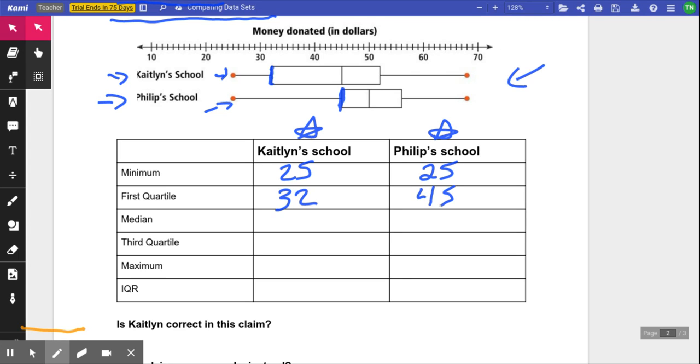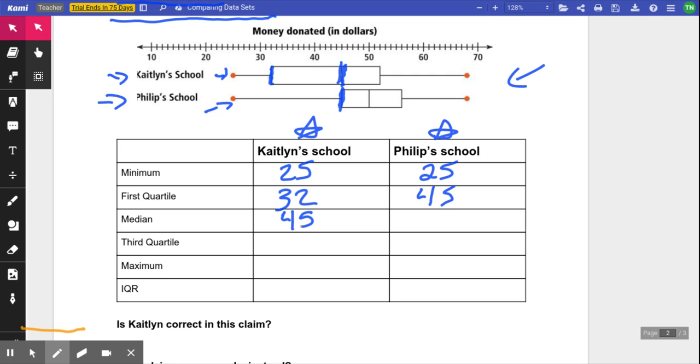Okay, we can't make any claims yet. We need to look at all of this five-number summary, all of this data. So we're going to keep going. The median is this one that we have right here, and it looks like that's the same as the one below. So Caitlin's median at school is 45. If you line the students up from least to greatest, the very middle student raised 45 for charity.